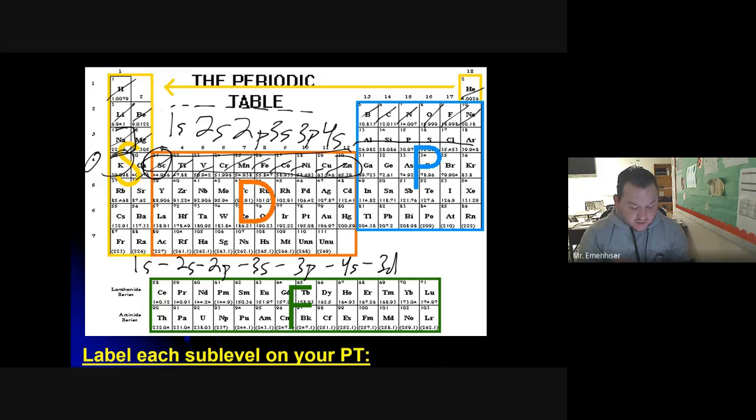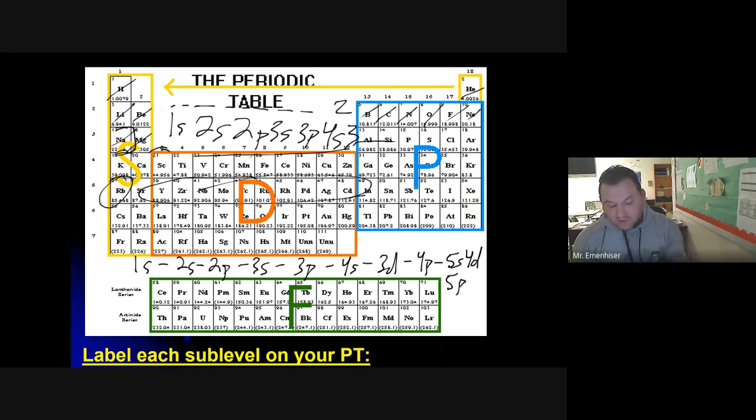What's next? 4p. Remember, this is 2p, 3p. So this next one is the 4p. And I don't have room to write this, but that's 4p. Okay, what's next? After the 4p, we're going to come over here to rubidium. So that's 5s. And then the 4d. And then the 5p. And so on.